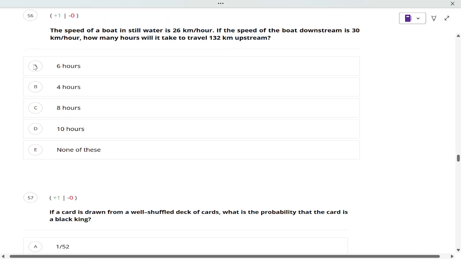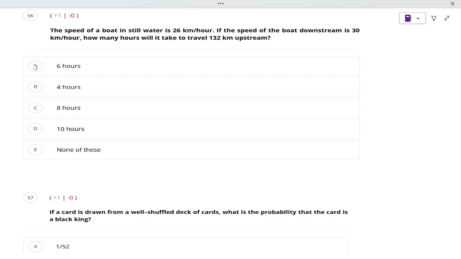Let's come to 56. 56 is regarding time, distance and speed, and specifically it's from boat in stream. The question says the speed of the boat in still water is 26 km per hour. If the speed of the boat downstream is 30 km per hour, how many hours will it take to travel 132 km upstream? Here kilometer per hour is a unit of what? Speed. And 30 km per hour is also speed. And 132 km is distance.